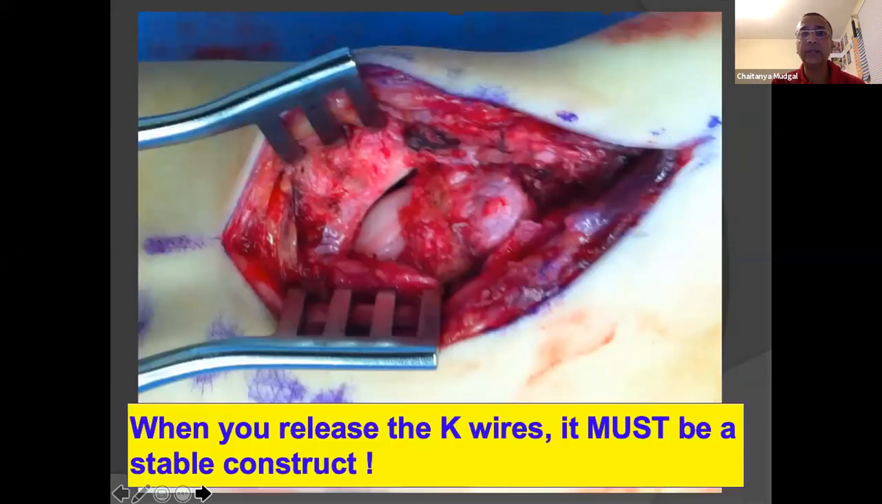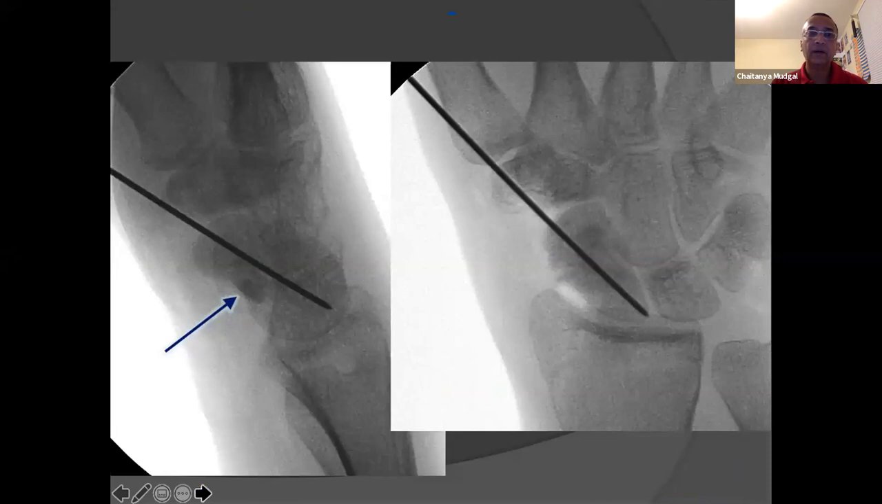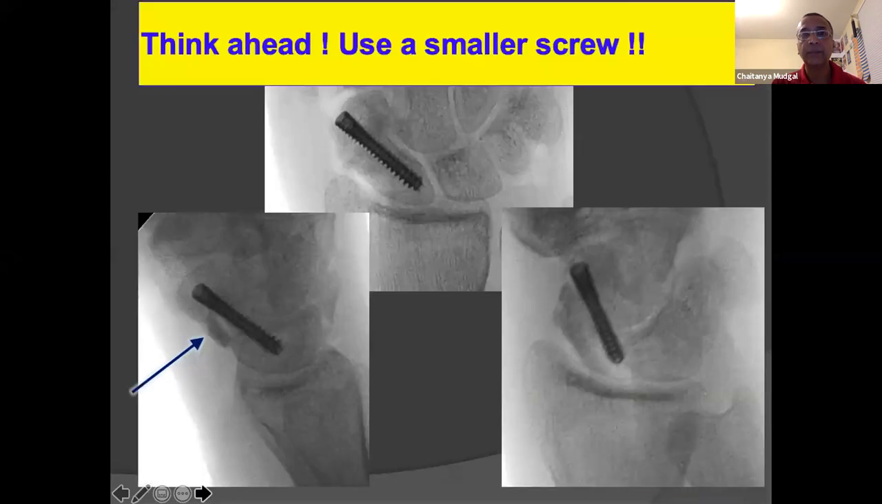The most important thing is, when you release your K-wires and the graft is dropped in, the construct must be stable so that it almost behaves like it's already been fixed. After that, all you have to do is place your guide wire, and the blue arrow points to your graft. You have to make sure that the guide wire is centered in all angles, and then you fix it with the screw.